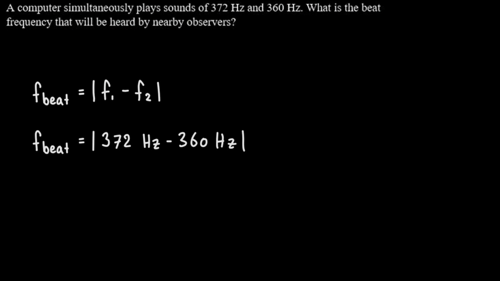Now let's take a look at an example. We've got a computer that simultaneously plays sounds of 372 Hertz and 360 Hertz. What is the beat frequency that will be heard by nearby observers? So let's start with our equation. We know that our beat frequency is going to be the absolute value of frequency 1 minus frequency 2. So if we say that frequency 1 is 372 Hertz and frequency 2 is 360 Hertz, we'll get the absolute value of the difference, which will just give us 12 Hertz.